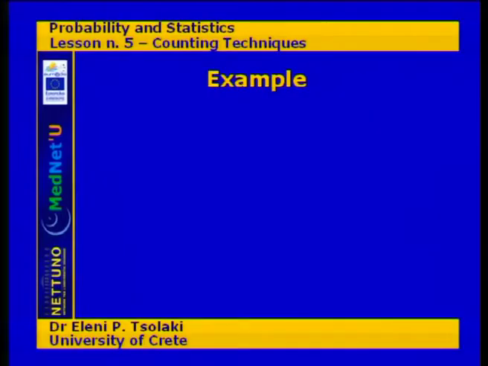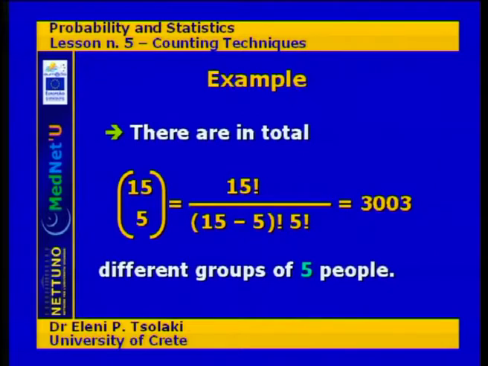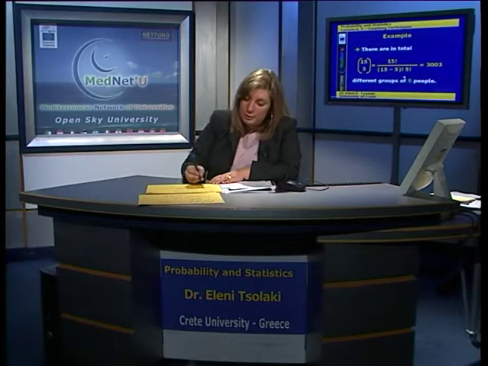So, in this example, in total, we want to choose 5 out of 15 people. So in total, our sample space, we will have 3,003 different groups of 5 people. Let's work through this, see how these are cancelling out, and that it's easier if we cancel out numbers to make these calculations.